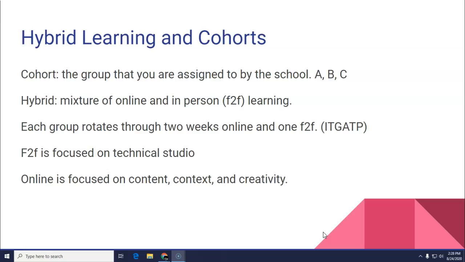Okay, so hybrid learning in cohorts. Your cohort is the group that you're assigned to by the school. You're either A, B, or C by alphabet. Your hybrid is the mixture of online and in-person or face-to-face learning. Each group rotates through 2 weeks online and 1 face-to-face, if it goes the way it's planned. Face-to-face is focused on technical studio. Online is focused on content, context, and creativity.